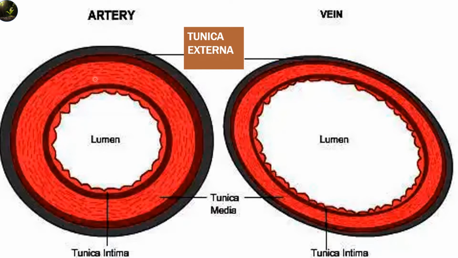Then both have three layers. The outer layer we call tunica externa. Then all the layers should be double walled. Then that arrow should be inside that wall, not the peripheral region. Then the middle layer, that is tunica media. The inner layer is tunica intima.